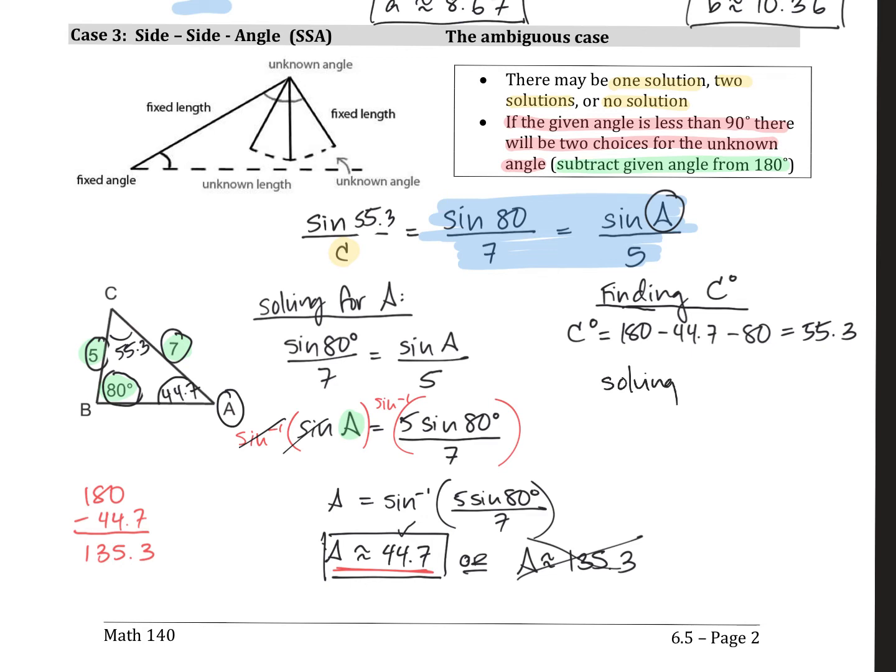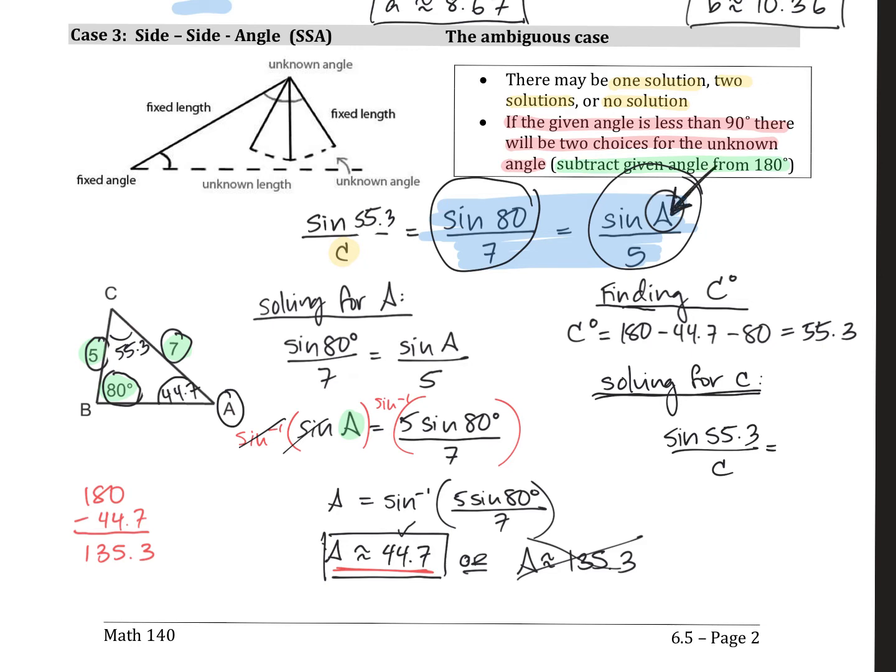Solving for lowercase c. Once again, when room gets a little squishy, it's good to write your labels out. Okay, so we're going to go ahead and use sine of 55.3 divided by c equal to. Now, you might say, should we pick this value to equate it to or this value? Well, once again, always go with the one that you were given exact values for. We approximated angle A, so because we approximated it, I don't feel comfortable using it. Let's go ahead and use that value. Sine of 80 divided by 7.